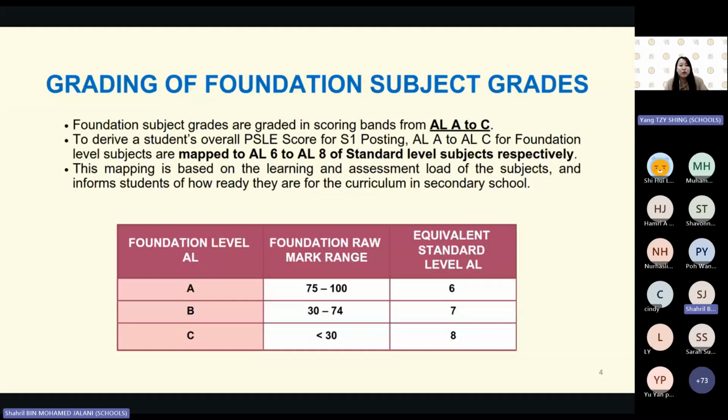ALA is mapped to AL6 with a standard level raw mark range of 45 to 64, and it takes into account a student's readiness for the subject's G2 curriculum under the full SBB in secondary school. Students who are likely to score AL6 or better should be offered to take a subject at a standard level so as to be well prepared for the G3 or G2 curriculum in secondary school.